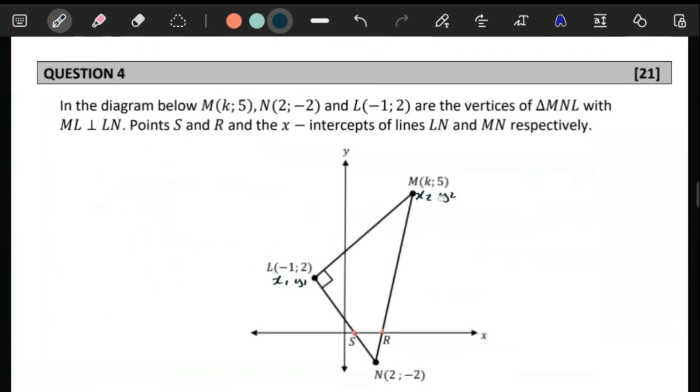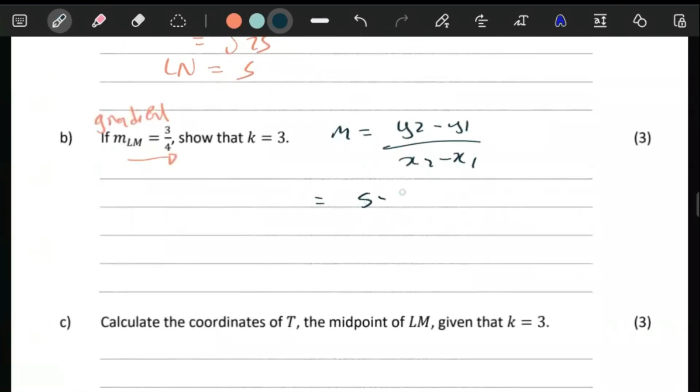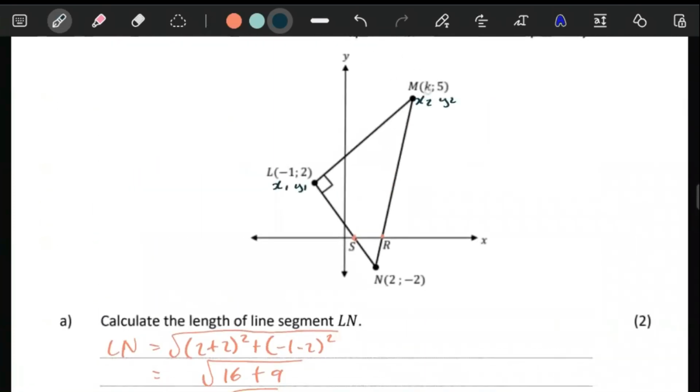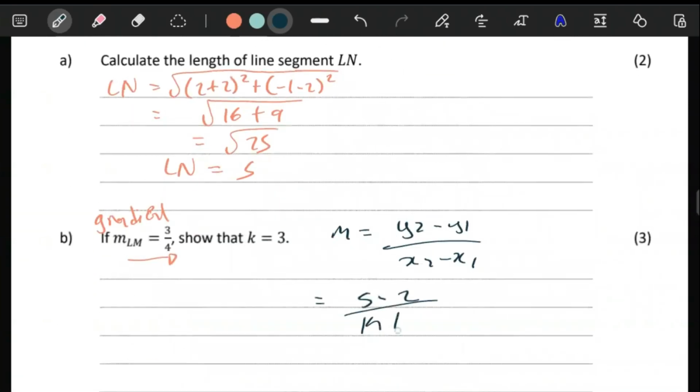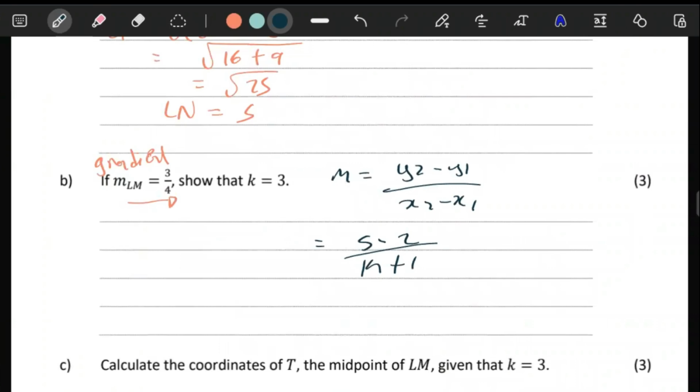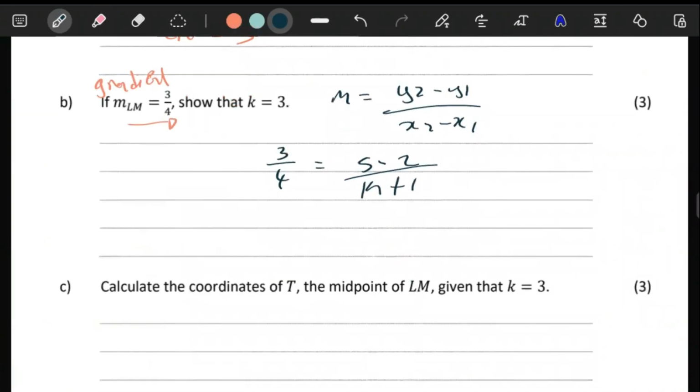So you can say here, 5 minus 2, and then here you can say k minus negative 1, so it's going to be k plus 1. The gradient you have here is 3 over 4, you see. So here you can just cross multiply. 4 times the value on top, 4 times 3, which is 12. 3 times the value at the bottom, it's 3 times k plus 1, which is 3k plus 3. And then you have 12 minus 3, which is 9. Divide both sides by 3. Your k is 3.